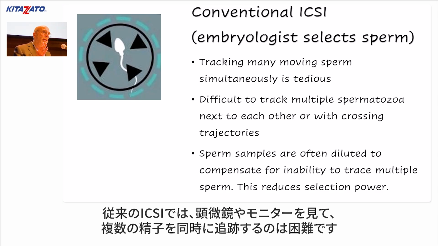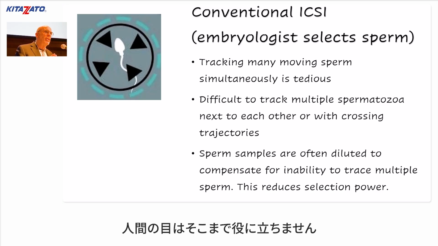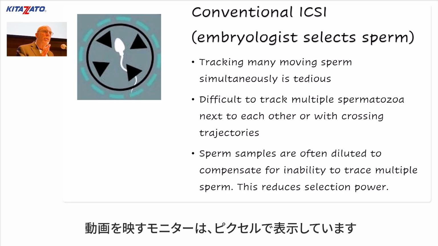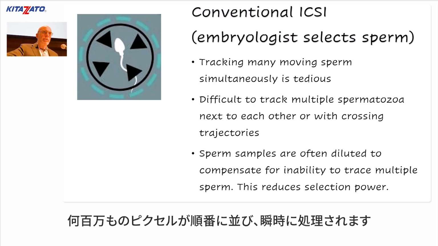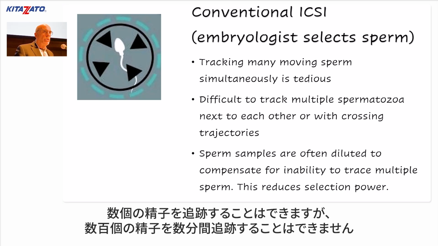In conventional ICSI, when you look through a scope, or when you have a camera on the scope and you look at the display, at the monitor, you have difficulties tracking multiple sperm simultaneously. That's where the human eye is not that helpful. A monitor that's making a video actually has all the pixels, millions of them in sequence, and does that instantaneously. Our ability to interpret what we see is not that straightforward. So we can track a few spermatozoa, but we can't track 100 and do that within a few minutes.